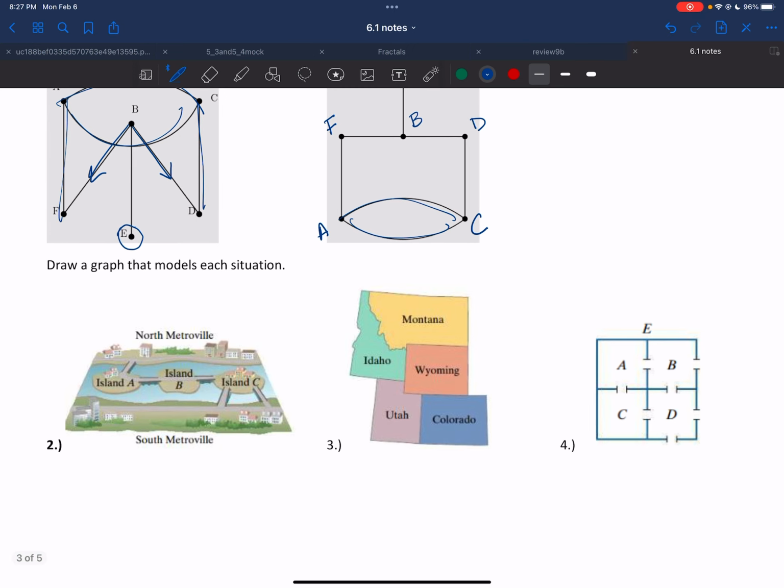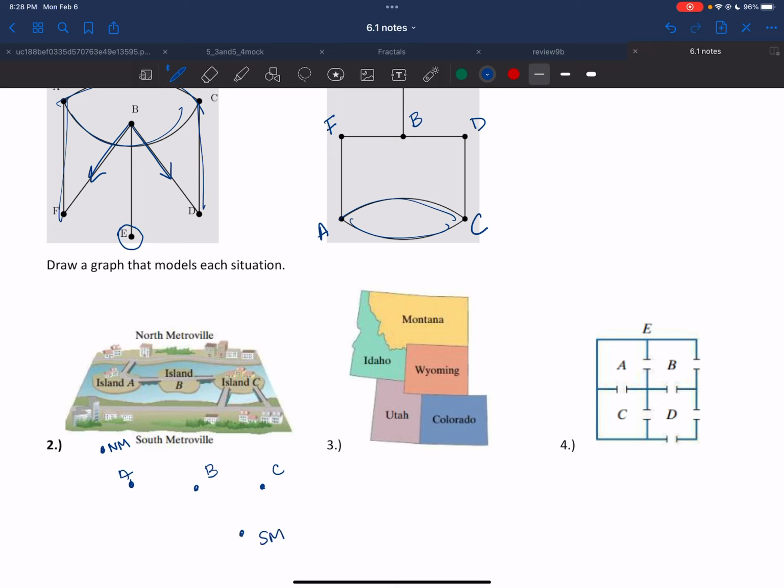Draw a graph that models each situation. So the second one here, we're looking at little islands. So we have North Metroville Island A, B, and C. So A, B, and C. And then there's this kind of weird, let's call it NM for North Metroville. And then let's call down here South Metroville.